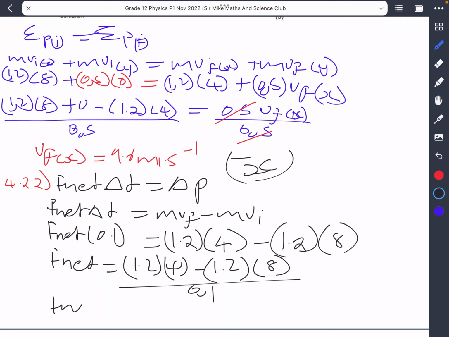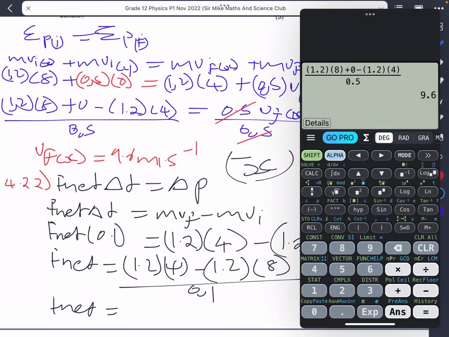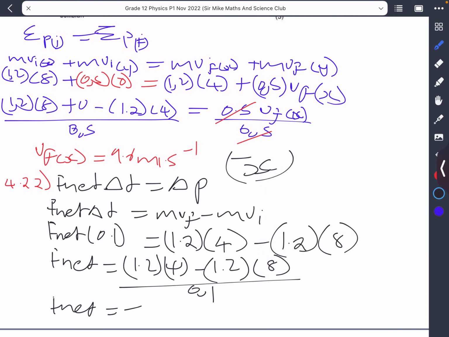So F net will simply be equal to, let's just take our calculator again. We have 1.2, just put that into brackets. So 1.2 multiplied by 4, minus 1.2 multiplied by 8, and then we divide everything by 0.1. This is what we have: F net being negative 48.